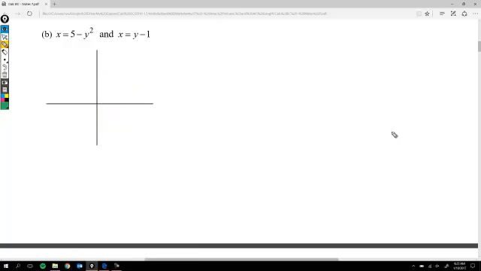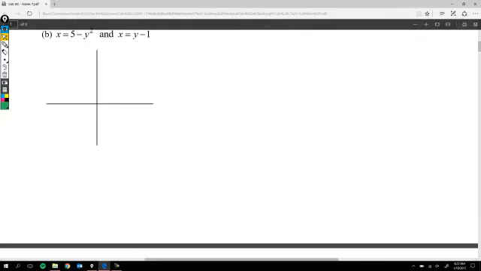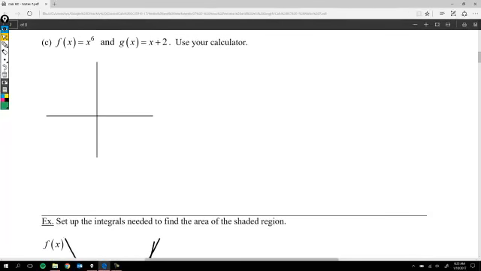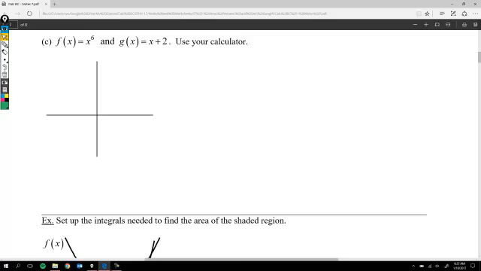All right, now let's do one a little different. Again, I have two functions, and this one we can work out in our calculators. My first function is x to the 6th, so it's going to be real skinny. It's going to look like this. My second function is linear with a y-intercept of 2, and I want to figure out this area right here. I can set up my integral, I should say.